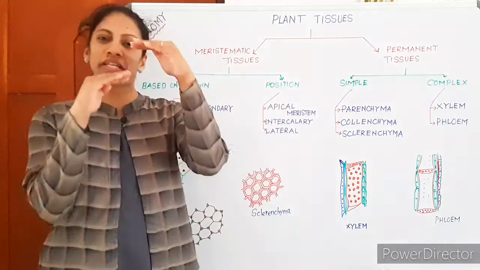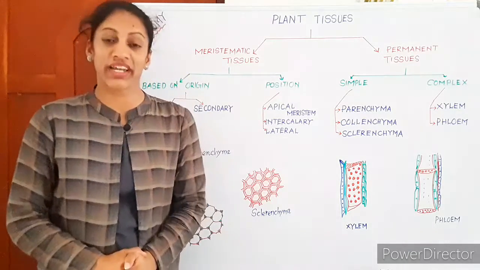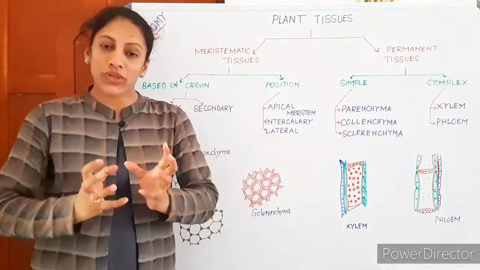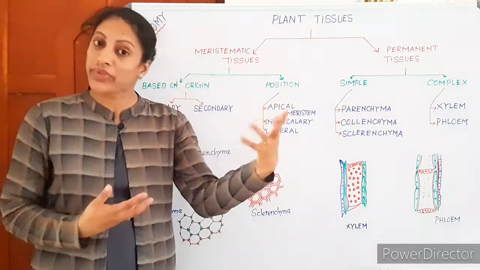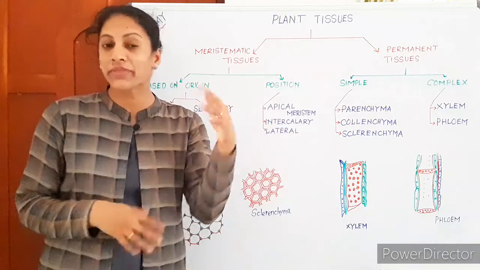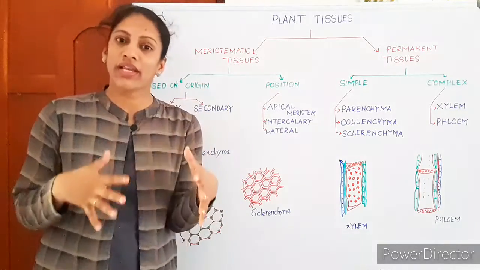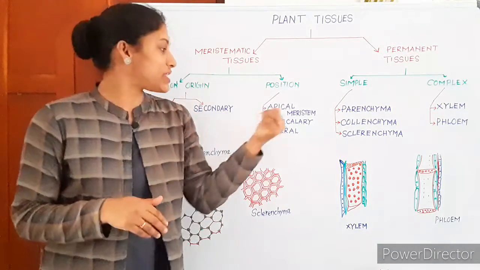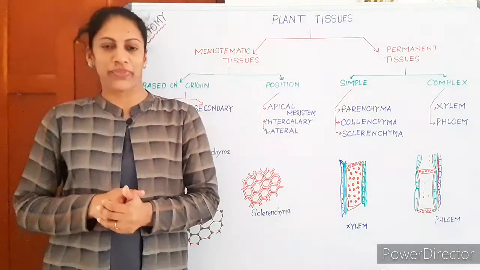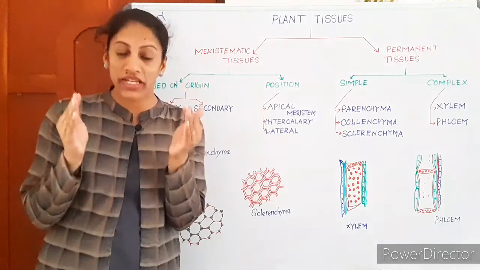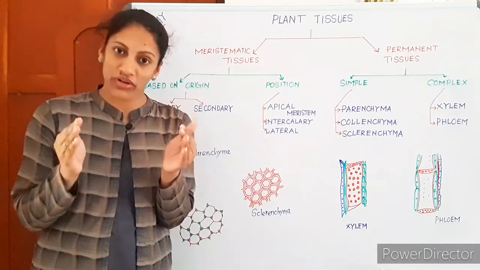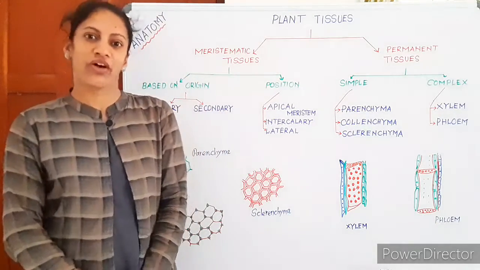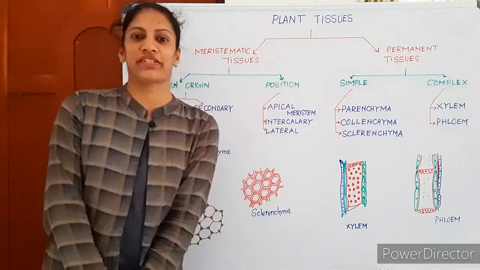Intercalary meristem is present in the nodes of certain monocots, grasses especially. You know, when grasses are grazed by cattle, they can still sprout. Maybe the tips, the apex, might be eaten by the cattle. Still, the grass can grow and increase in length. It is due to its intercalary meristem. Intercalary meristems are seen especially in monocots like grasses, at the nodes. Then, lateral meristems.